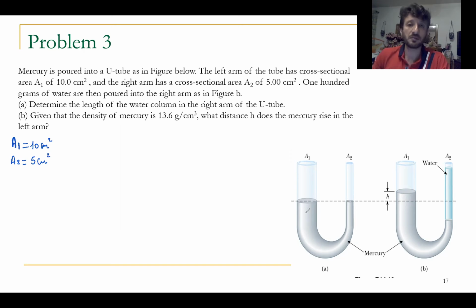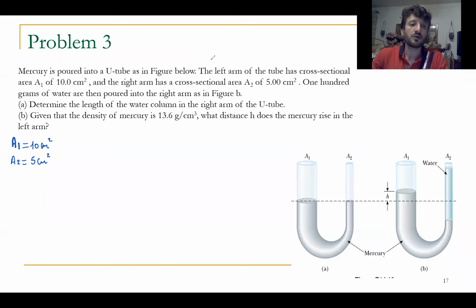Initially, we have mercury. Okay, so we have P0 applied by the external atmospheric pressure here, and we have P0 at the right side. So we have the same level on the right side and the left side of the U-tube. This is the initial state.